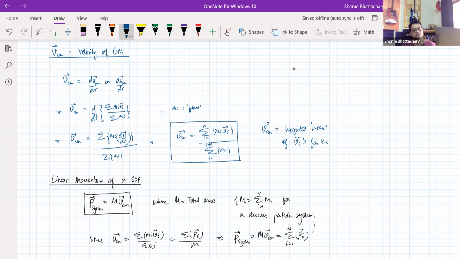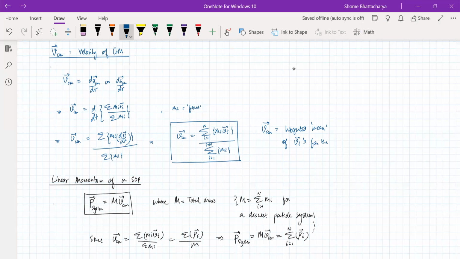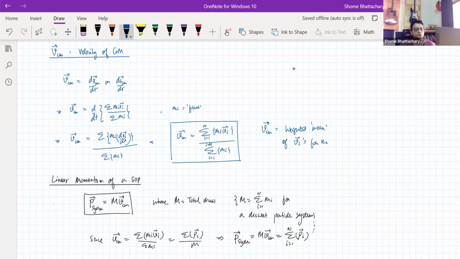How will it get cancelled? Because the velocity of center of mass formula has a denominator, but the numerator is summation MV, no? Rather, what we are doing is cross multiplying this. If we take the denominator to this side, it becomes total mass into velocity of center of mass. That is summation Pi, because M into V is for individual particles.